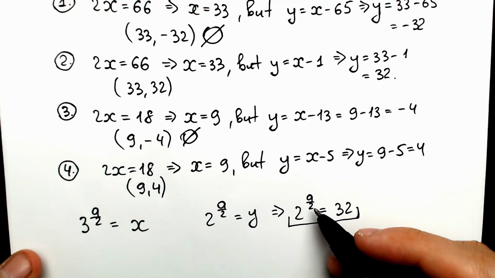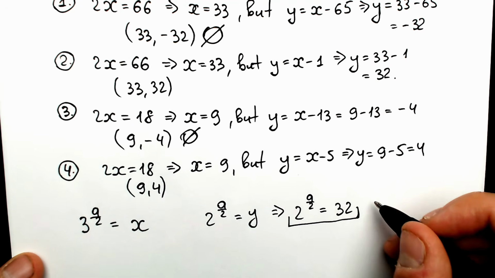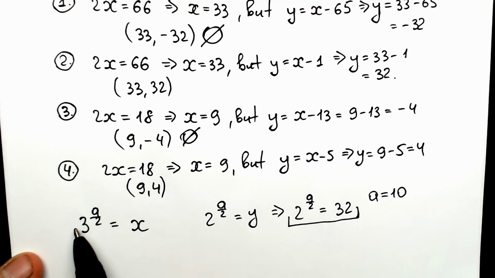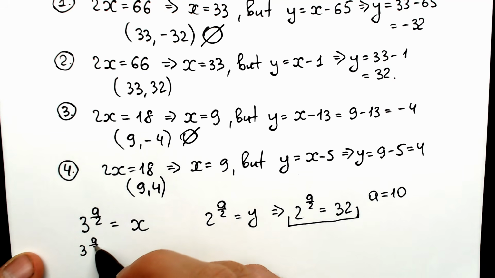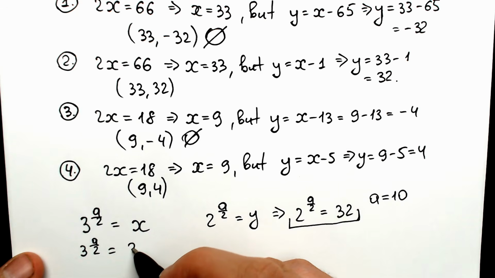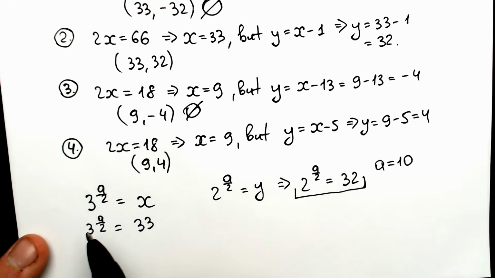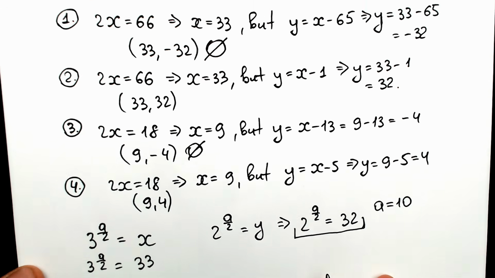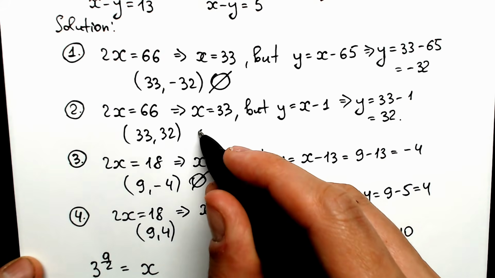a right here equal to 10. But in the same way, we can't solve this part because 3 to the power a over 2 is equal to 33, so we can't express 33 as some power of 3. So basically, we reject this second case. On the first side, it looks good, but we reject this part.